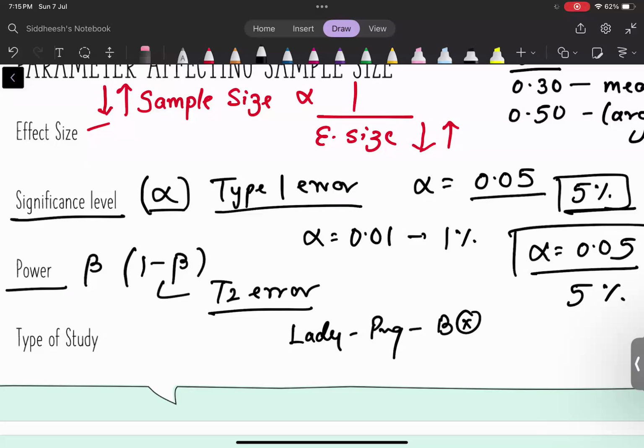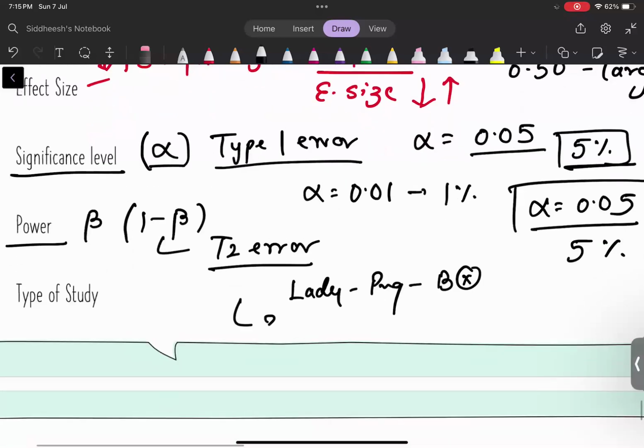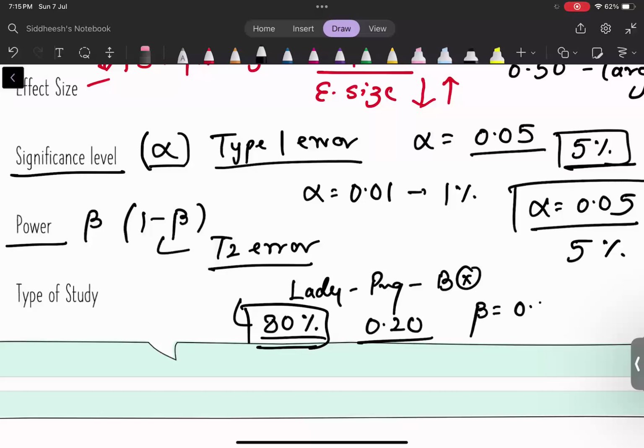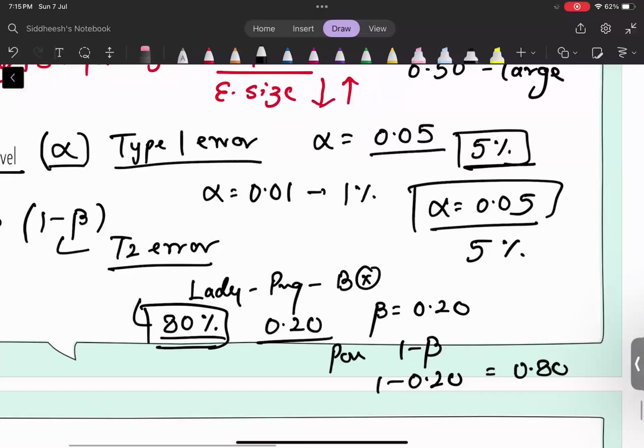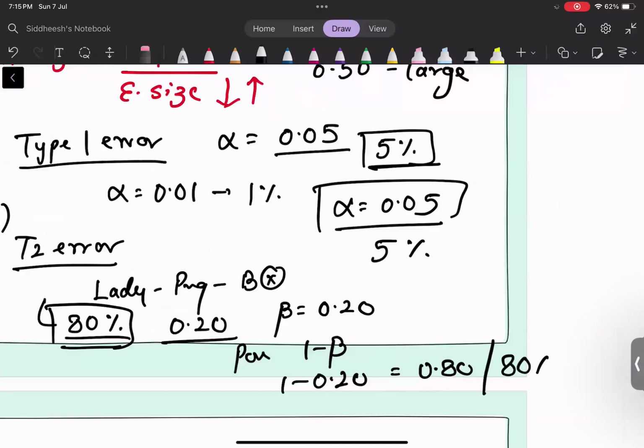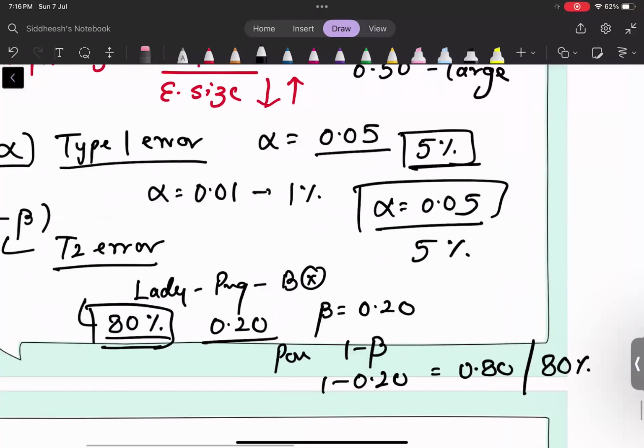Now, statistically, we maintain around 80% of power. That is, let me calculate, beta is 0.20. Suppose your beta is 0.20, so power is what? 1 minus beta. So 1 minus 0.20 is coming how much? 0.80, or we can say 80%. Correct? Simple mathematics. Okay, not a big thing we are doing here. Simple mathematics we are discussing. That is what is known as power.